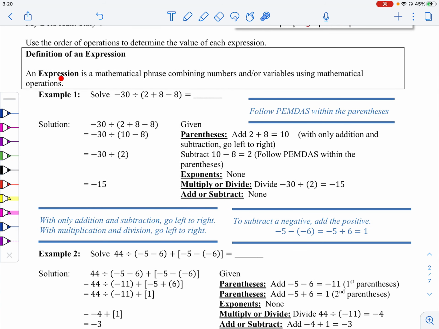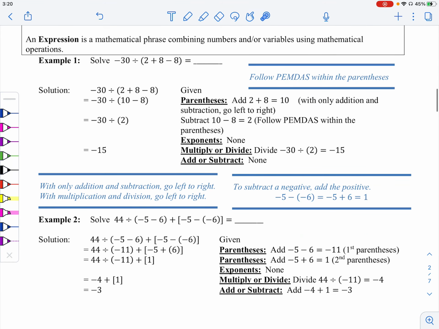Okay, so definition of expression: a mathematical phrase combining numbers and or variables using mathematical operations. Okay, so we have a parentheses first. If you have multiple things going on in the parentheses, we just follow PEMDAS within the parentheses. So if we just have addition and subtraction, we go left to right. 2 plus 8 is 10, minus 8 will give us 2. And then no exponents. Multiply, divide: we have negative 30 divided by 2, which gives us negative 15. And then there's no add or subtract, so just negative 15.